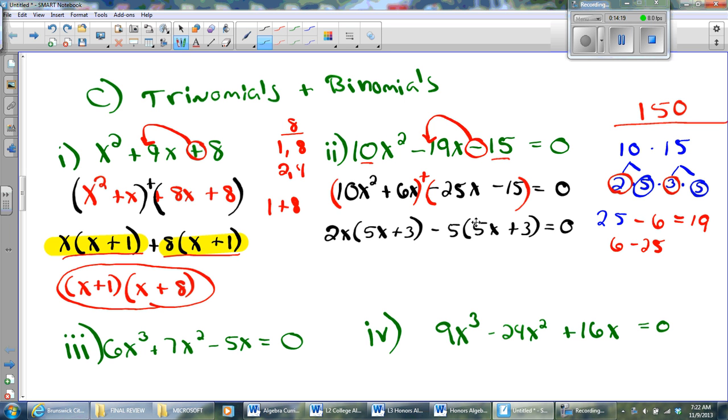Did you hear me repeat myself? Yeah, I said 5x plus 3 both times. I'm going to pull out a 5x plus 3. The leftovers are 2x minus 5 right there. Now it says equals 0, so I have to solve.